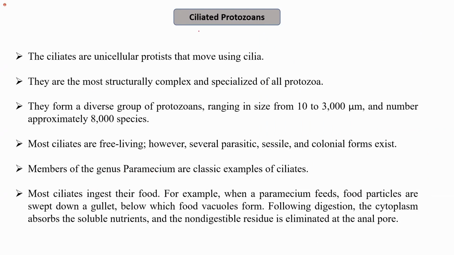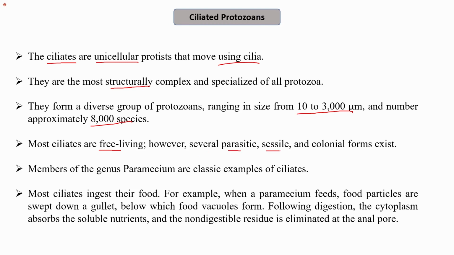The next is the ciliated protozoans. In ciliated protozoans, they have cilia for movement. They are unicellular protists and they use the cilia for movement. Structurally, they are the most complex and specialized of all the protozoa. They form a diverse group of protozoans whose size ranges from 10 to 3000 microns, and they number approximately 8000 species. Most ciliates are free living. However, several are parasitic, that is, they are dependent.